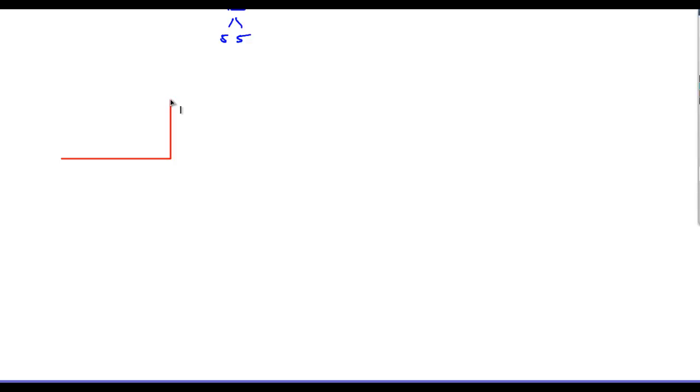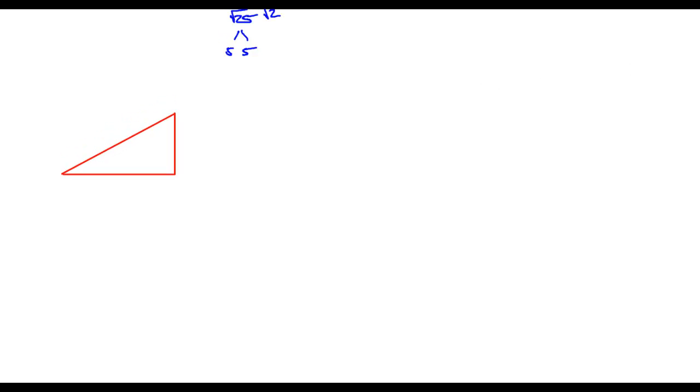The next kind of triangle is another special right triangle. It's very specific, so this isn't for every right triangle. This is just for these specific ones that we're writing down today. This one is a 30, 60, 90 right triangle.